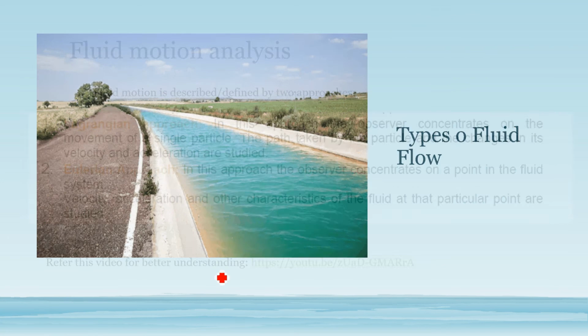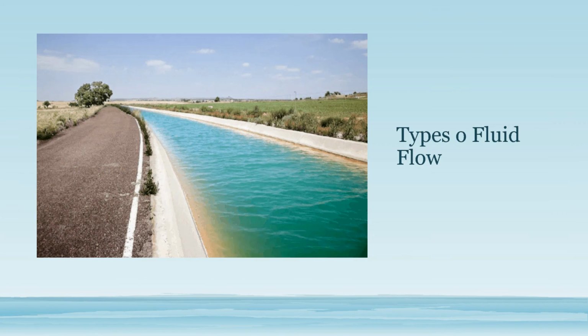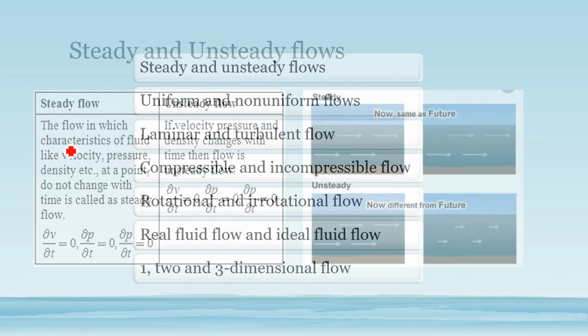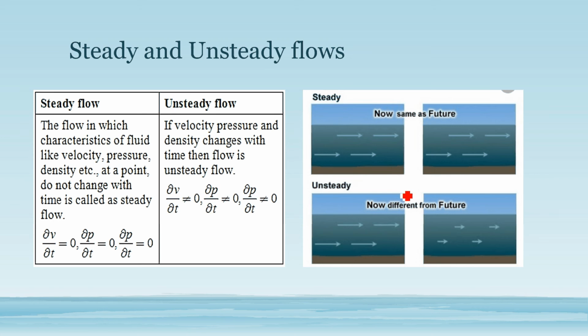Next are the different types of fluid flow. We know the different types of fluid, but this is about the different types of flow, how the fluid flows. There are different types, and we'll talk about this in a very quick manner. Steady and unsteady flows. So in a steady and unsteady flow, what happens? Let us go to the picture directly, then we can understand this one.